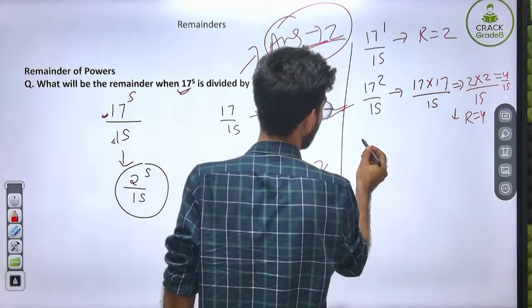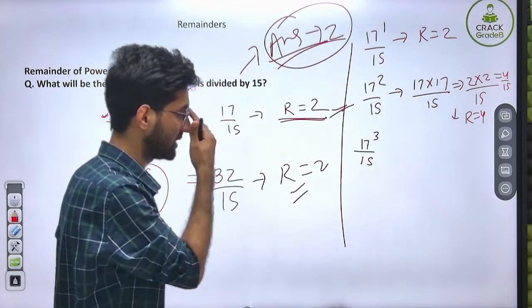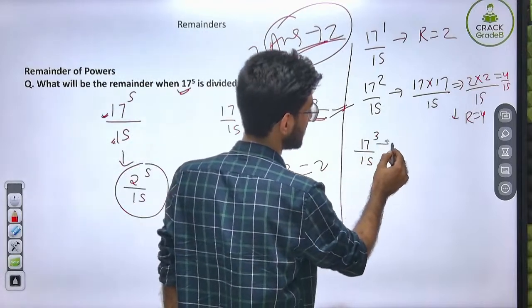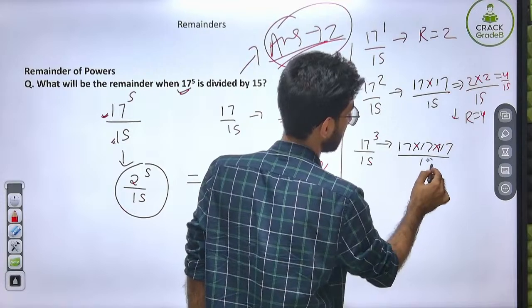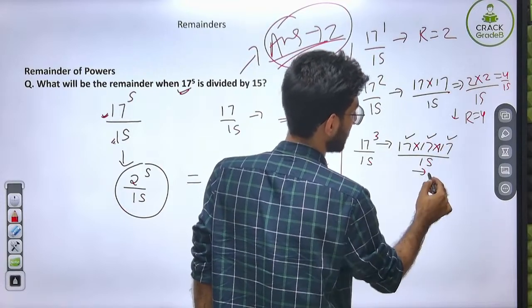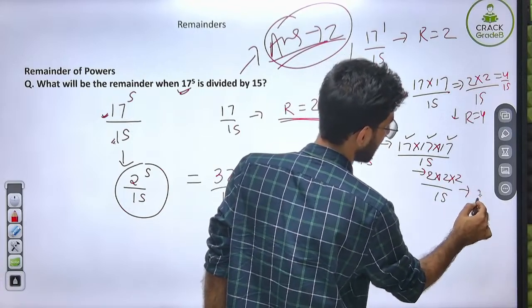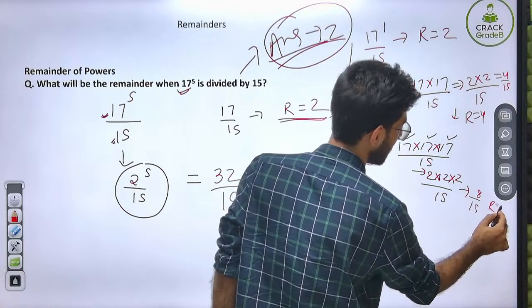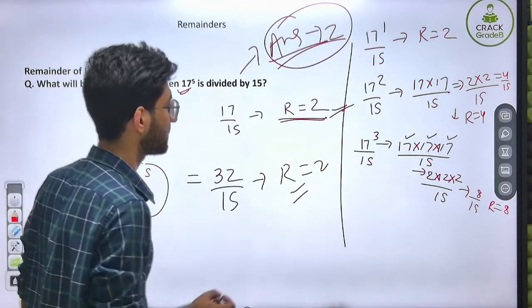Right? Now if you look further, you will divide 17 to the power 3 by 15. You can write it in this way: 17 into 17 into 17 by 15. Again, you will get remainder 2 each time. So 2 into 2 into 2 by 15. So basically 8 by 15. So again, the remainder is equal to 8, right?